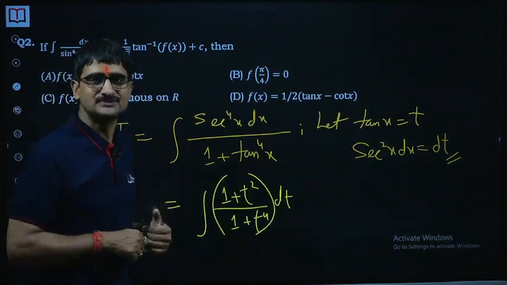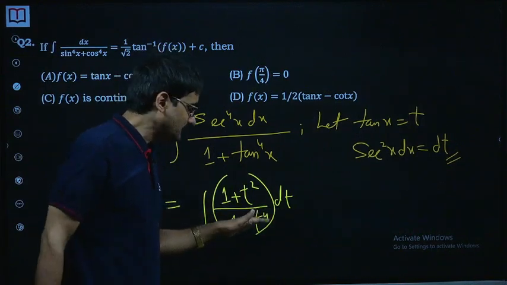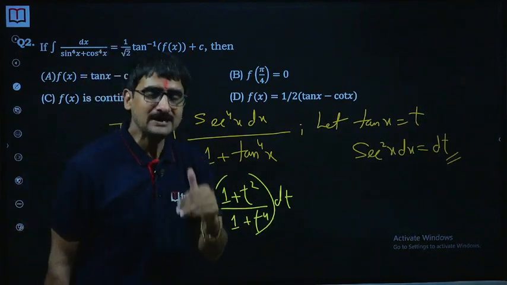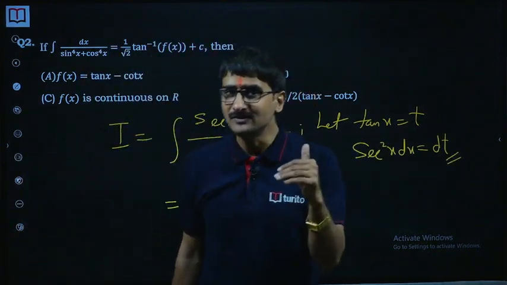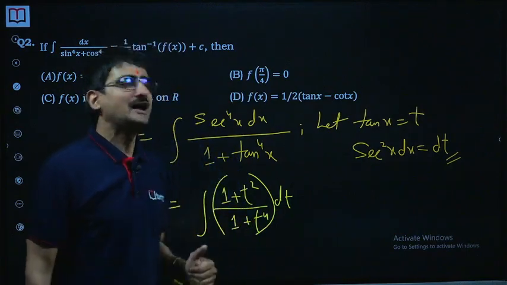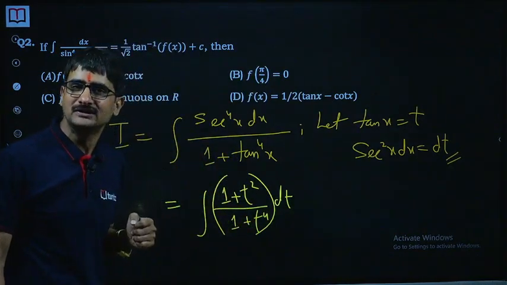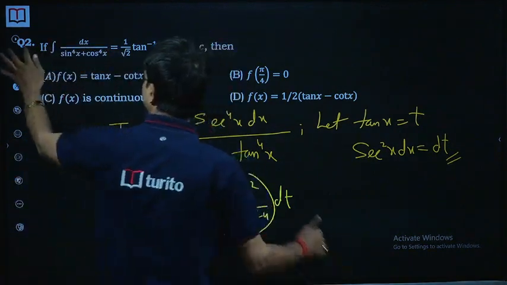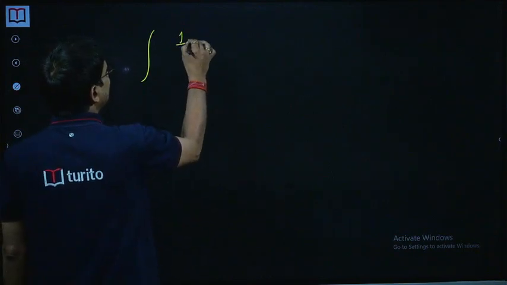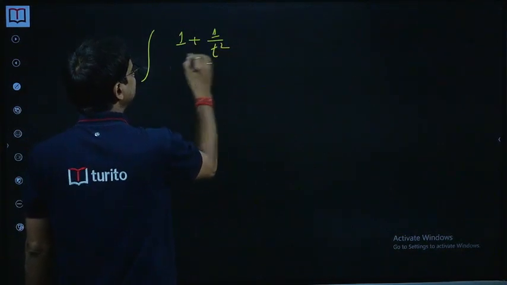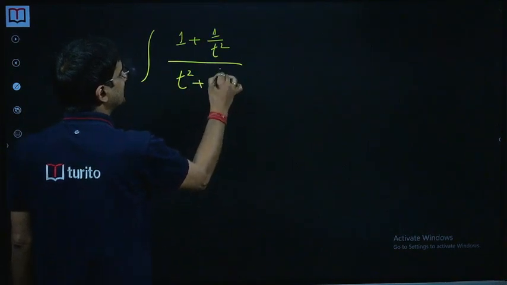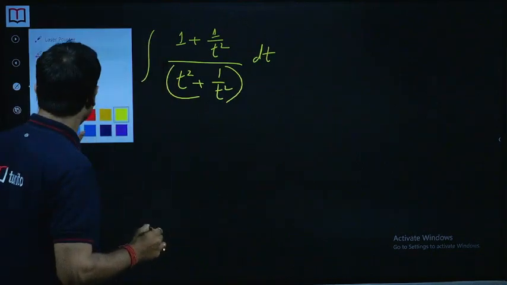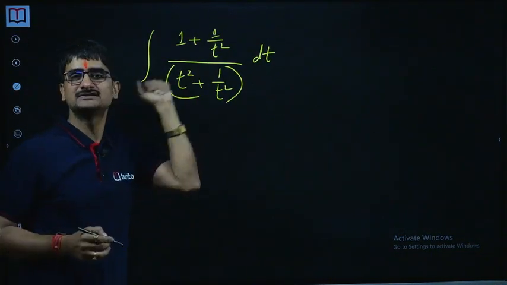And how do we approach it? What's the standard form? If you have a biquadratic in the denominator with even degree terms only, and a quadratic in the numerator again with even degree terms only, then you divide both numerator and denominator by t square, and you get it in this form. Whatever you have in the denominator, try to express it in such a form that its derivative is sitting in the numerator.